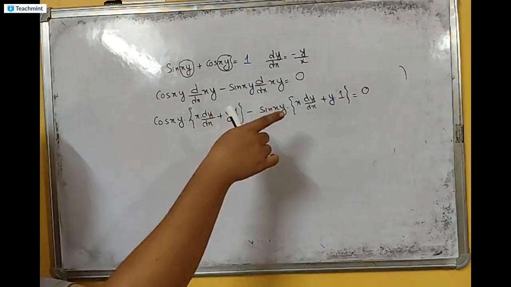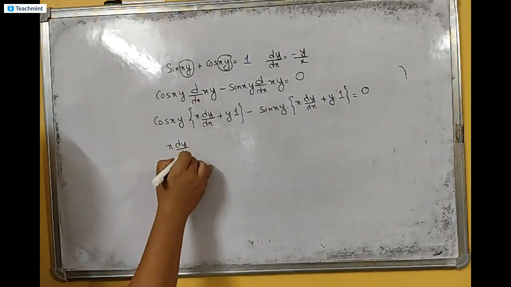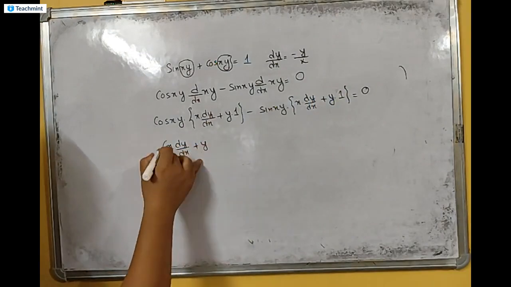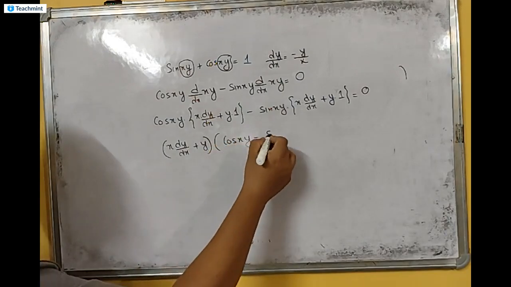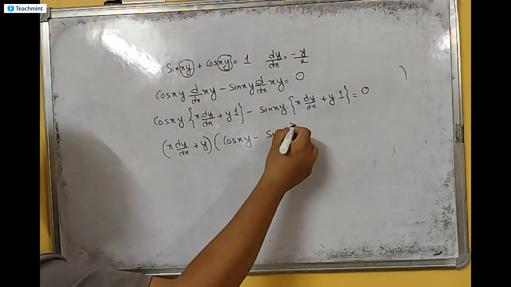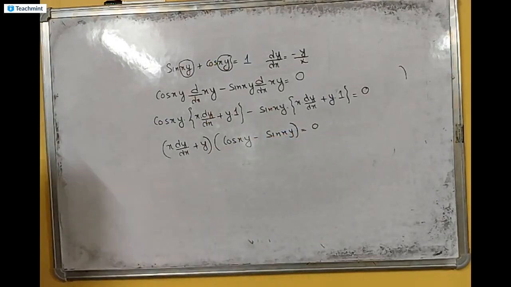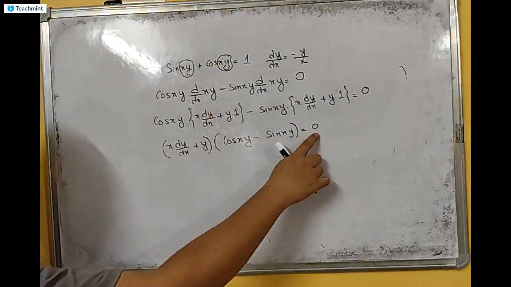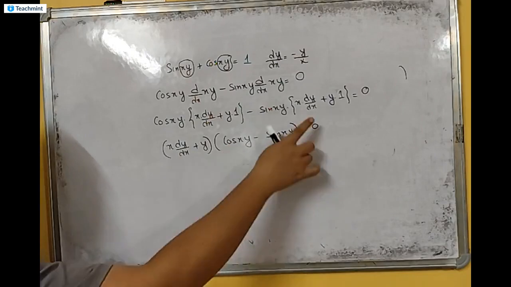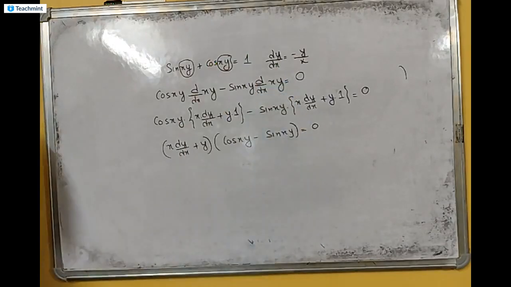So from here, can you tell me what is common, guys? x dy by dx plus y is common. So if I take that out, you are left with cos xy minus sin xy equal to 0. Now from class 10, you know that whenever the product of two numbers is 0, either this is equal to 0 or this is equal to 0. Putting this equal to 0 will get us the answer. Is it clear? But I just wanted to explain this concept to you also.